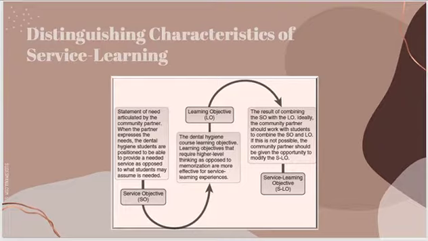So the partner may express a need, and the dental hygiene students are positioned to be able to provide that need and a service, as opposed to what the student may assume is needed. Right? So this is where I was just talking about sometimes what we view or think that our community partner may need may not actually be what they perceive is that they need. So we want to make sure that we're communicating with them and talking with them to make sure that we align with each other.